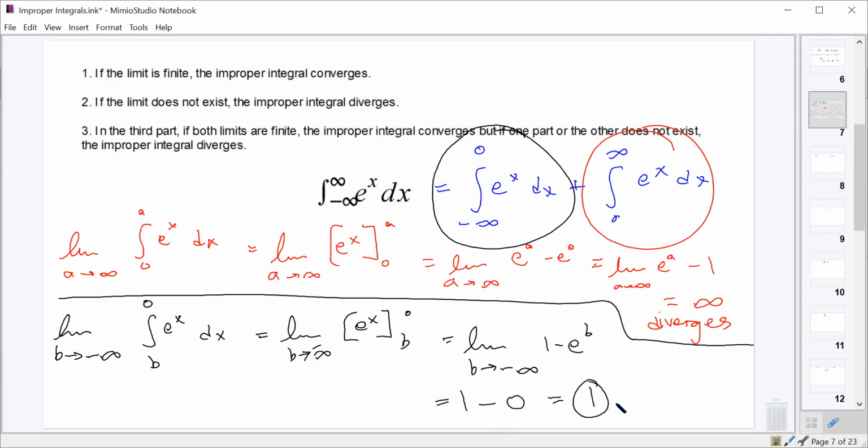So on this side, we got a finite amount of area. On this side, we got that there's an infinite amount of area, so it diverges. So we would then say that this integral itself diverges. But it's an interesting thing to note: what do we know about the e to the x function as we go towards negative infinity?